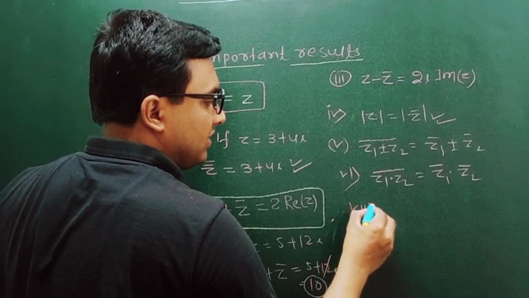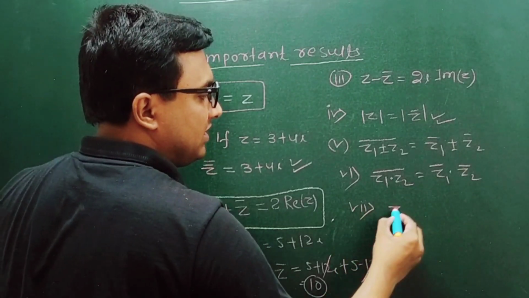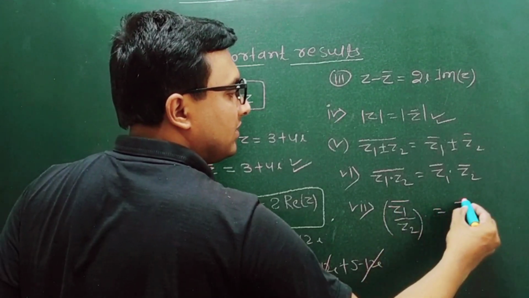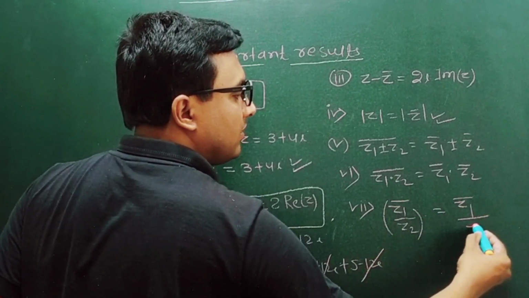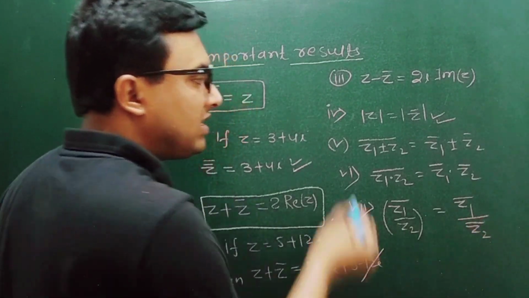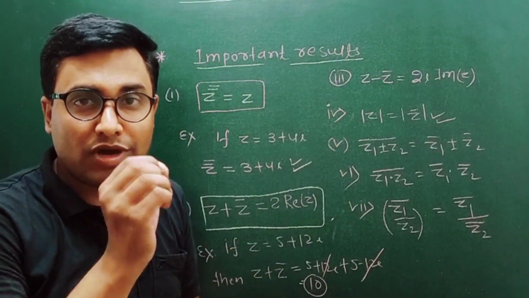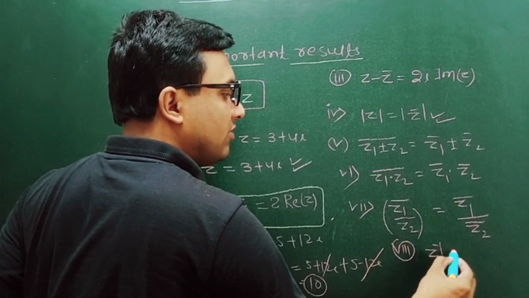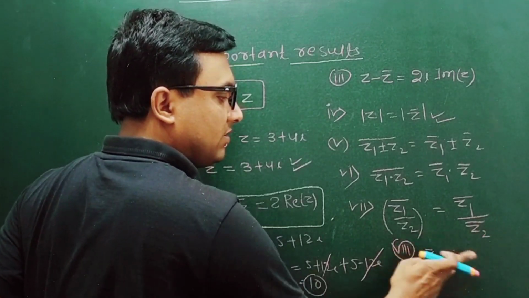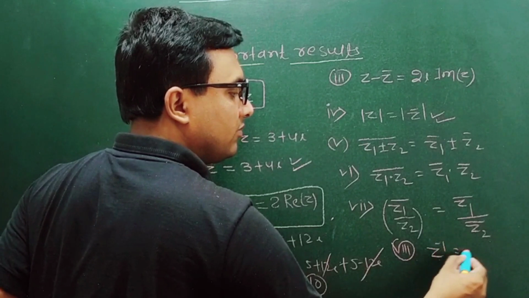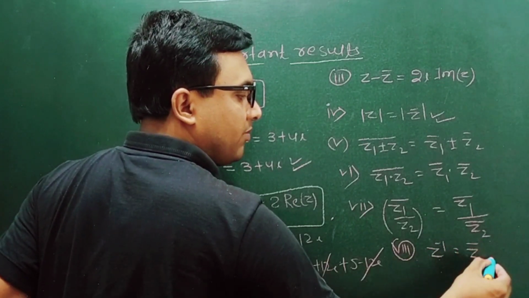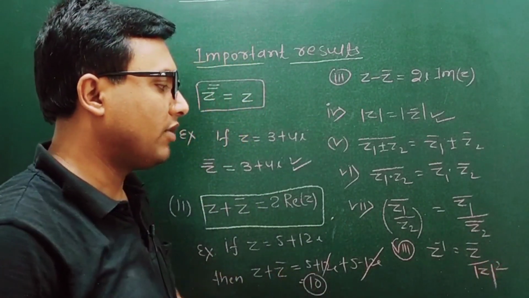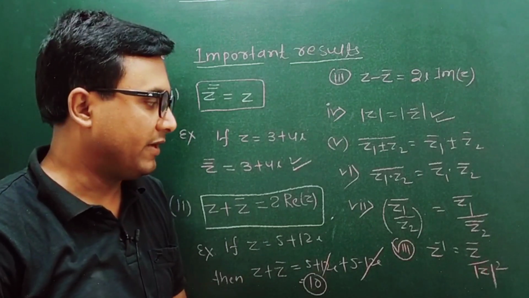See here, seventh property. Conjugate of z1 upon z2 is equal to what? z1 conjugate upon z2 conjugate. These are some important properties, but one more property is here. Number 8 property. z inverse is equal to what? z inverse is equal to z conjugate upon modulus of z square. Very important property here.